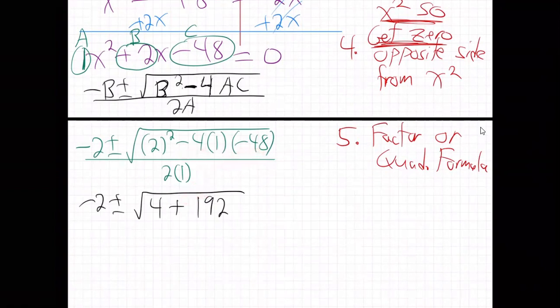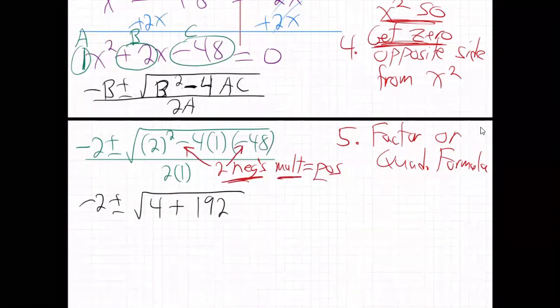Let me highlight that. So 2 negatives multiplied to equal positive. So really easy mistake to make. Watch out.